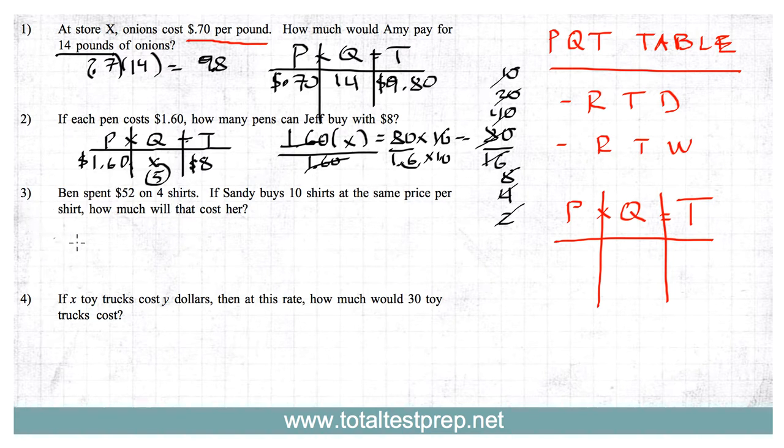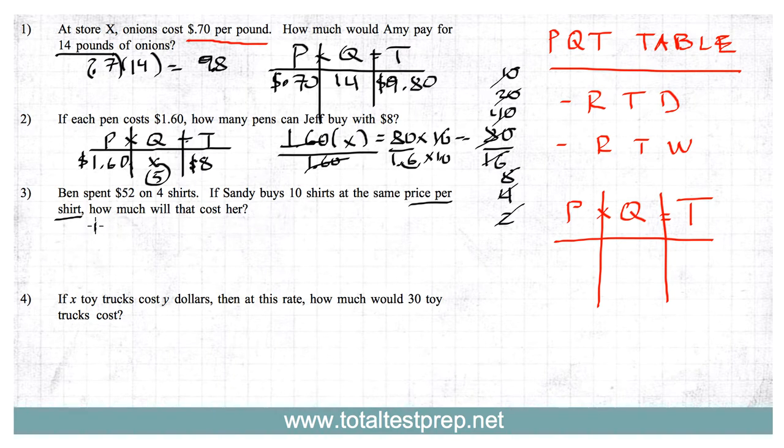Let's take a look at question number 3. Ben spent $52 on 4 shirts. If Sandy buys 10 shirts at the same price per shirt, this indicates that we're dealing with a unit price question. In other words, a question where there are identical prices for identical items, which indicates that you can use this table. So the question is, how much will these 10 shirts cost her?